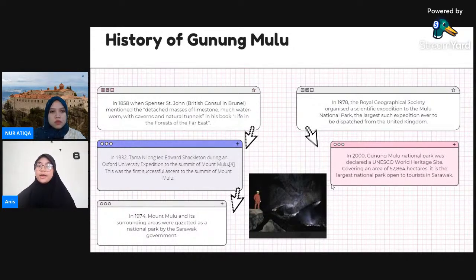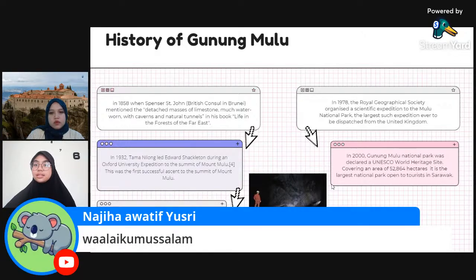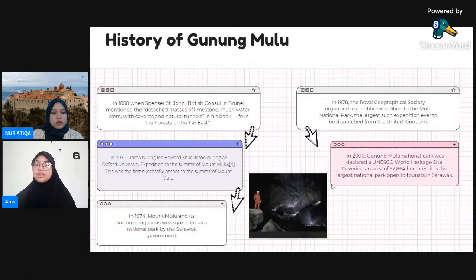Okay. Firstly, I'm going to start my presentation with the history of Gunung Mulu. So first, in 1858, Spencer St. John, British consul in Brunei, mentioned the detection of masses of limestone, much water-worn, with caverns and natural tunnels in his book Life in the Forests of the Far East.